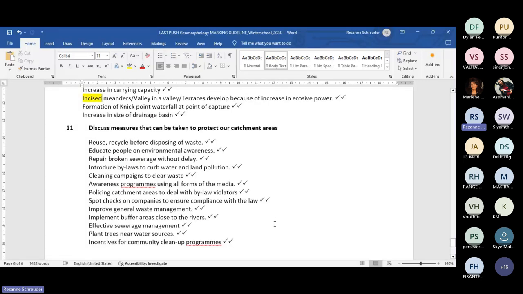So I'm not going to go through question 11 now, because on the slide, I've gone into quite a lot of detail. We have reached the end of this session.